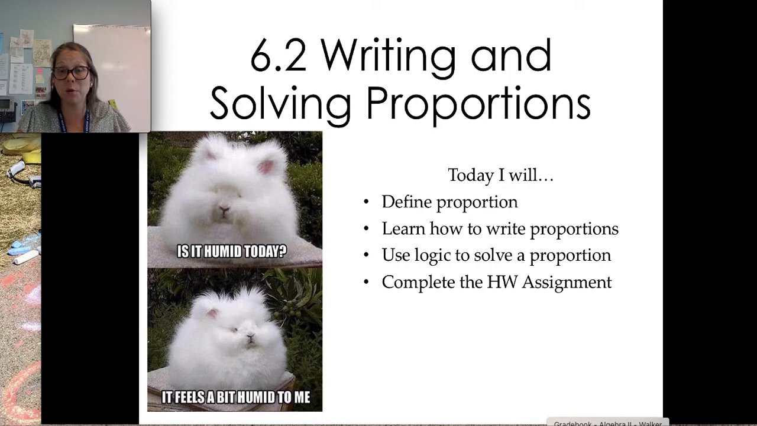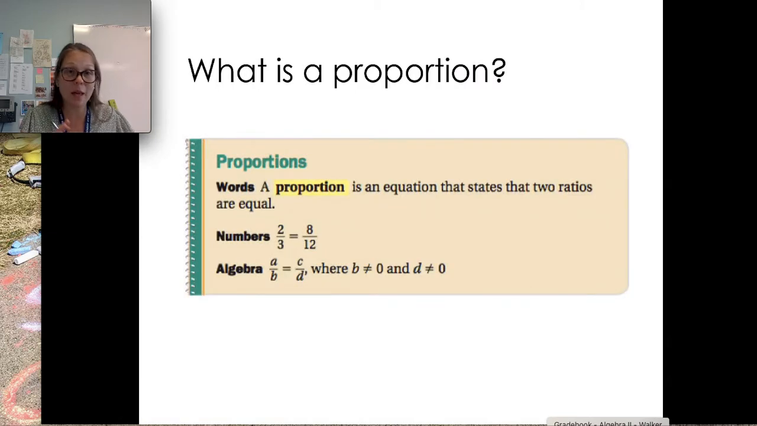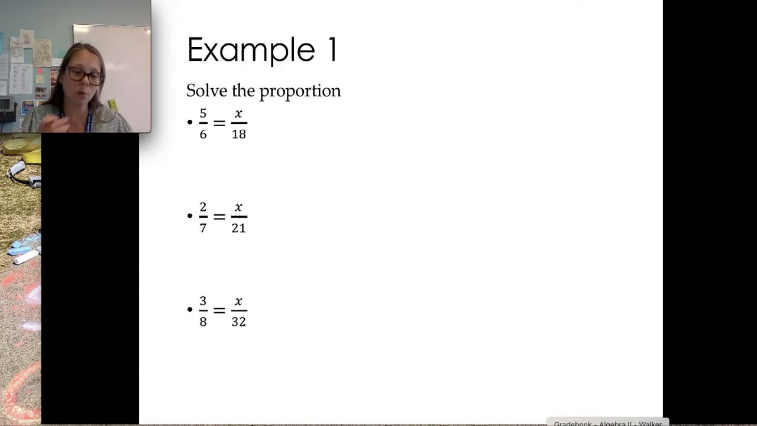So we're going to define proportion, learn how to write them, and then use some logic and reasoning to solve the proportions as well. So a proportion is an equation that states that two ratios are equal. So when we can have two ratios equivalent to one another, they're what's called proportional.